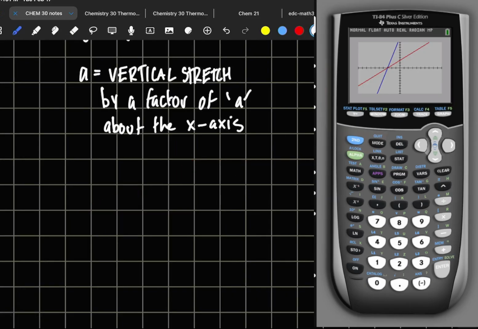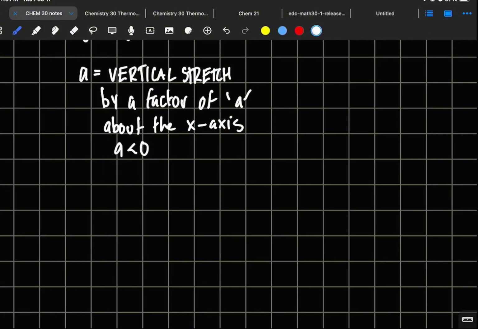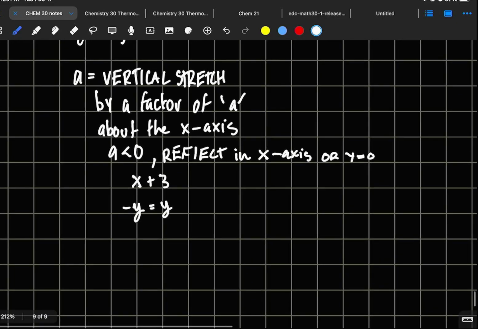Now, what happens when A is negative? And how do we describe this? When A is negative, there's going to be a reflection in the x-axis, or the line y equals 0. That's another way to write it. Now if we were to compare the line of y equals x plus 3 to the line of negative y equals x plus 3, you get y equals negative x plus 3, and you'd see that A is equal to negative 1.